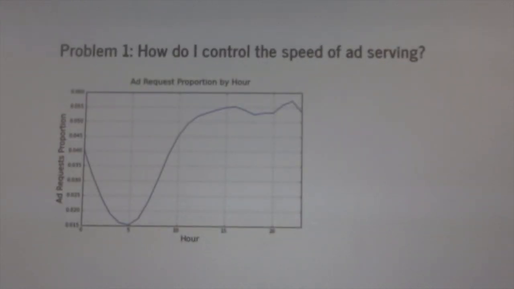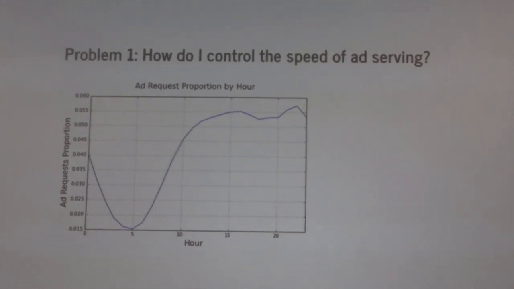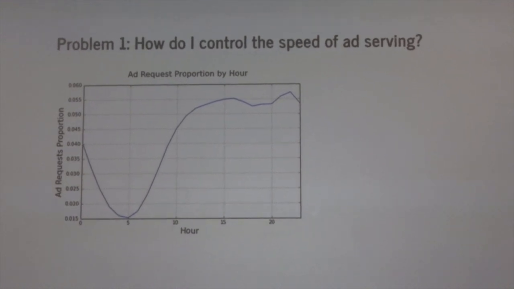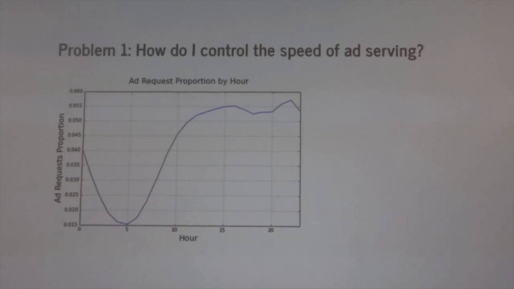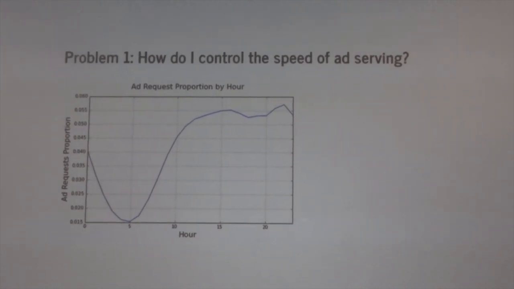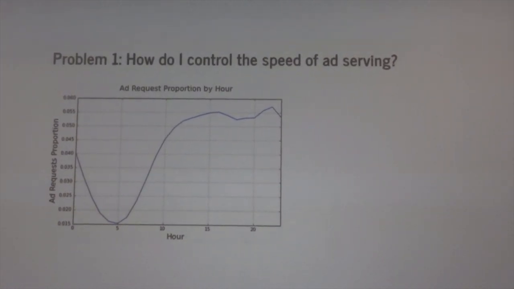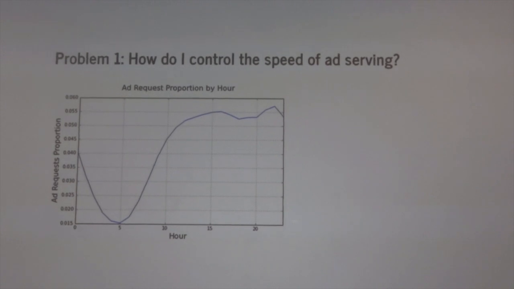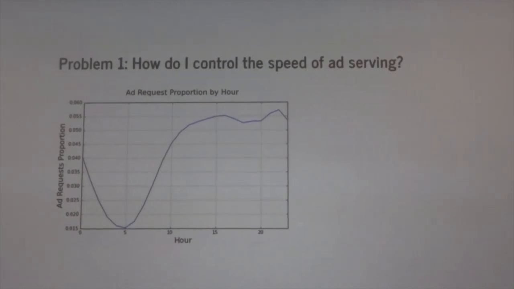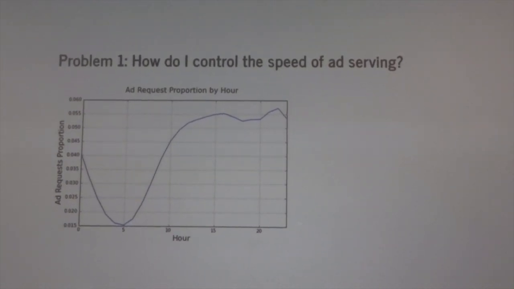So this is the proportion of ad requests that we see by hour, averaged over a week in the US. Ideally, we'd want our serving pattern for ads to look something like this. I would expect to serve pretty few ads around 5 in the morning because there are not a lot of people up on the internet then. And I would want to serve most of my ads in the middle of the day and the evening, where I see a lot of people actually online doing things.